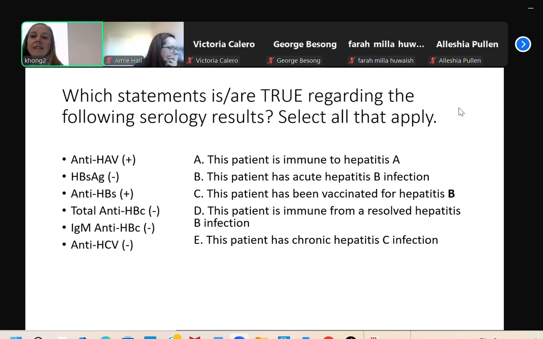All right, one more practice with serologies, looking at them all together.